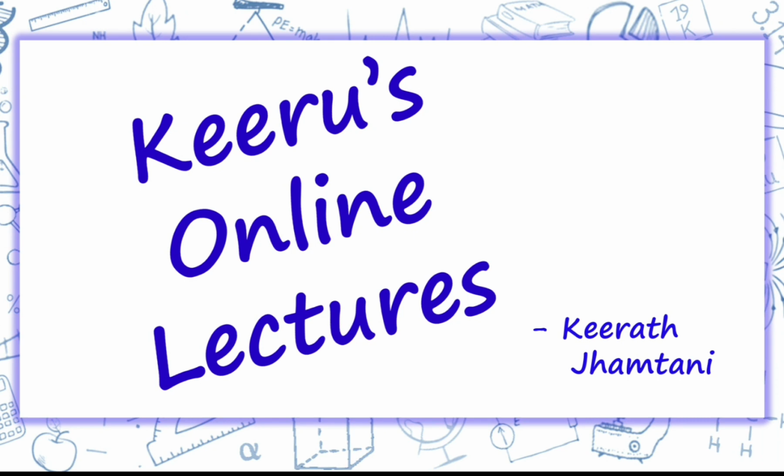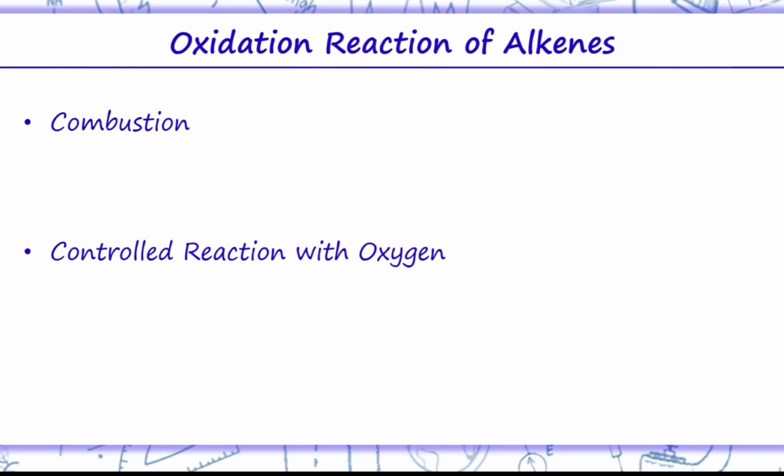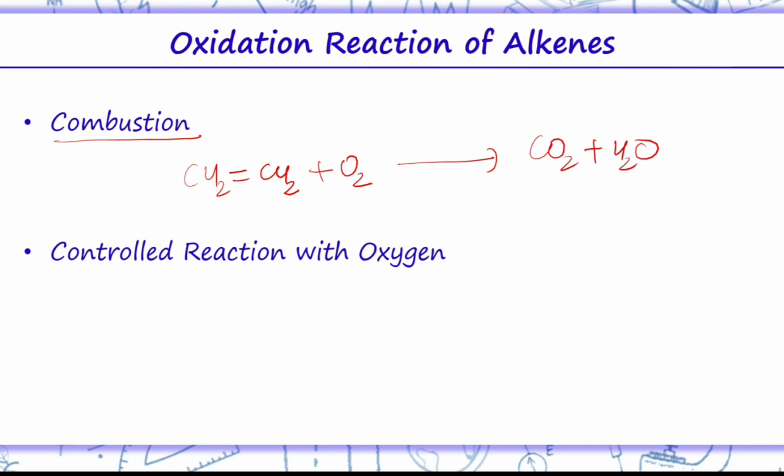I am Kira Jamtani and today we'll be discussing the oxidation reactions of alkenes. When we study the oxidation reactions of alkenes, first of all we have combustion. So alkenes, like CH2=CH2, burn in oxygen and give CO2 plus H2O.